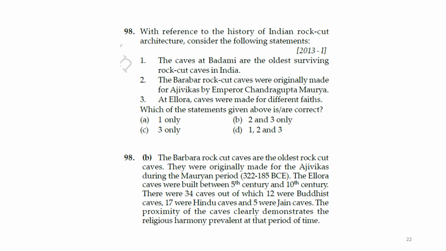Next question. With reference to the history of Indian rock cut architecture, consider the following statements. The caves at Badami are the oldest surviving rock cut caves in India. The Barabar rock cut caves were originally made for the Ajivikas by Emperor Chandragupta Maurya. At Ellora, caves were made for different faiths.